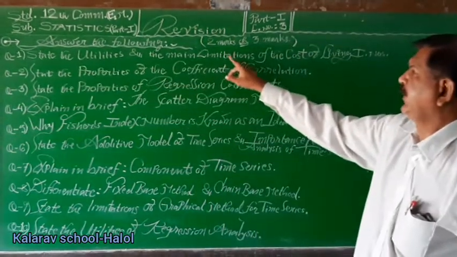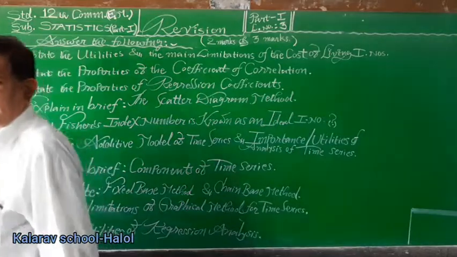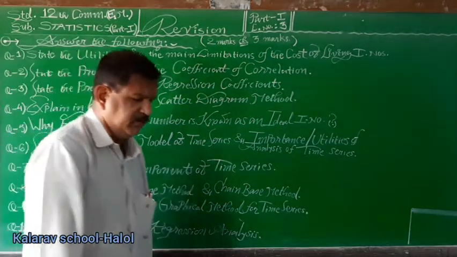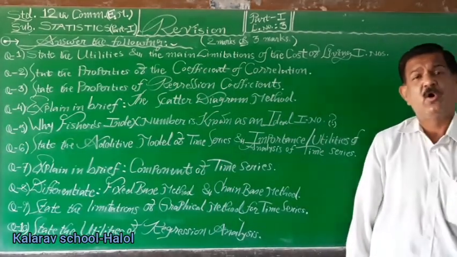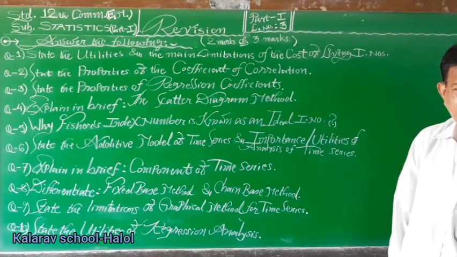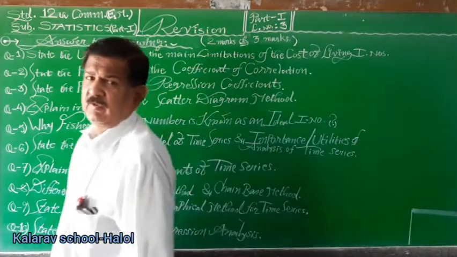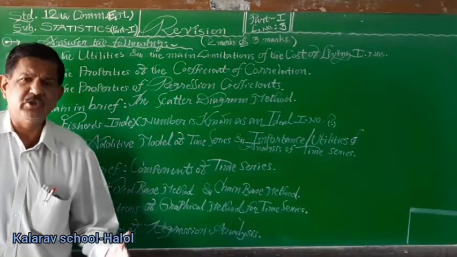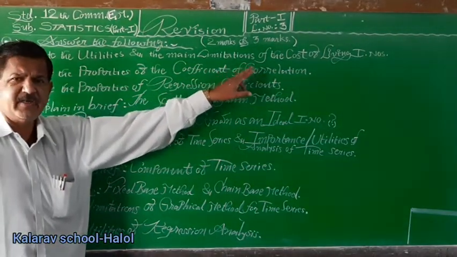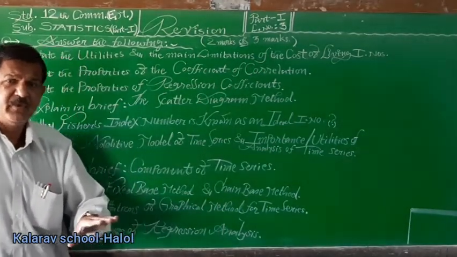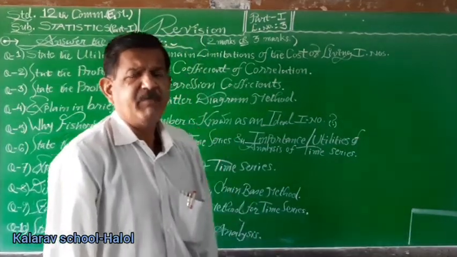State the utilities and the main limitations of the cost of living index number. The consumer price index number, chapter number 1, index number, in which one important topic is the cost of living index number or the consumer price index number, in which there are two methods, total expenditure method and family budget method. We have to write the utilities, meaning uses, and the main limitations of the cost of living index number. As per the textbook, if you write 6 points, then you will get 3 marks. Half marks for each point.